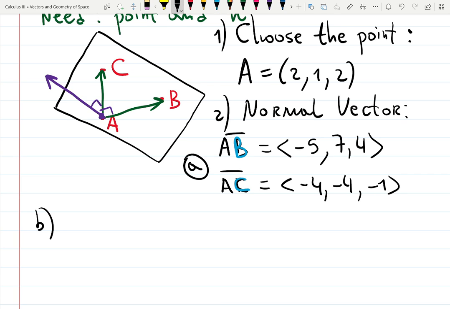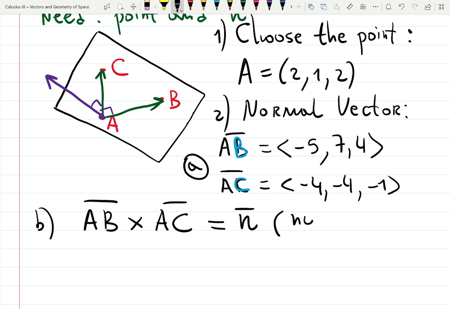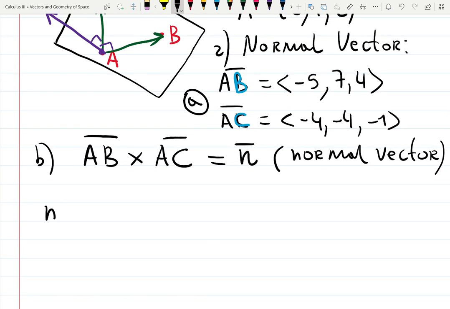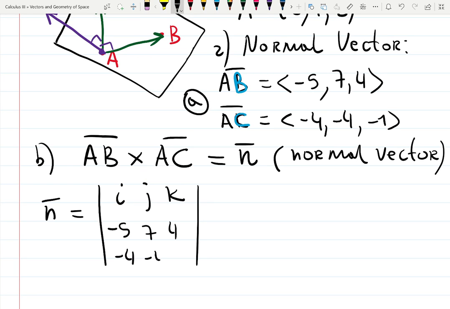Step B, let's find AB cross product AC. That gives you N, the normal vector we need, the perpendicular vector that we are looking for. And now this procedure starts. You're going to do this procedure for the first problem of the quiz, how to find a normal vector. You remember how to do it, right? N will be, you build this determinant with i, j, k. You don't have to put it here in the matrix. -5, 7, 4. -4, -4, -1.